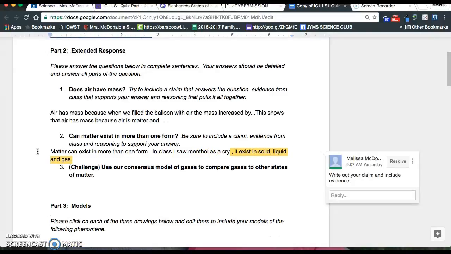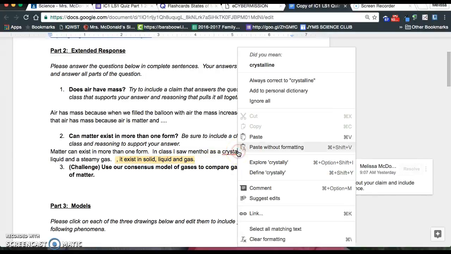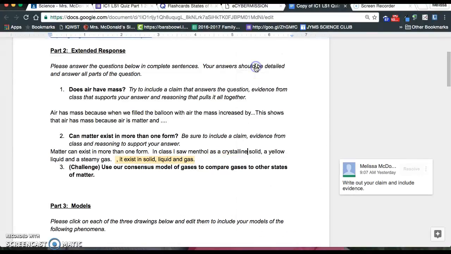as a crystally solid, a yellow liquid, and a steamy gas. And then I would include information as a scientific principle that includes this part about the matter existing as a solid, liquid, and gas. Now I notice that crystally is not a word, so I'm going to change it to crystalline. Sure, that sounds good. I'm going to make sure I edit my work and include the best possible information.